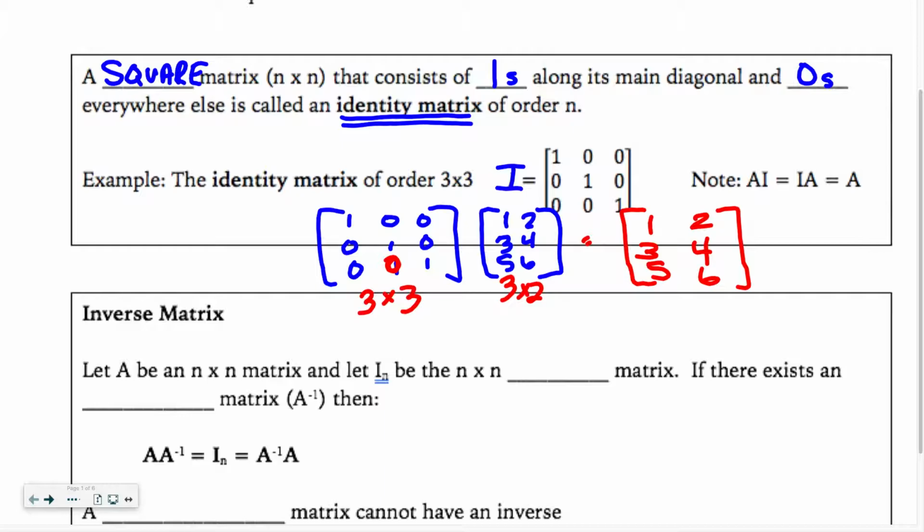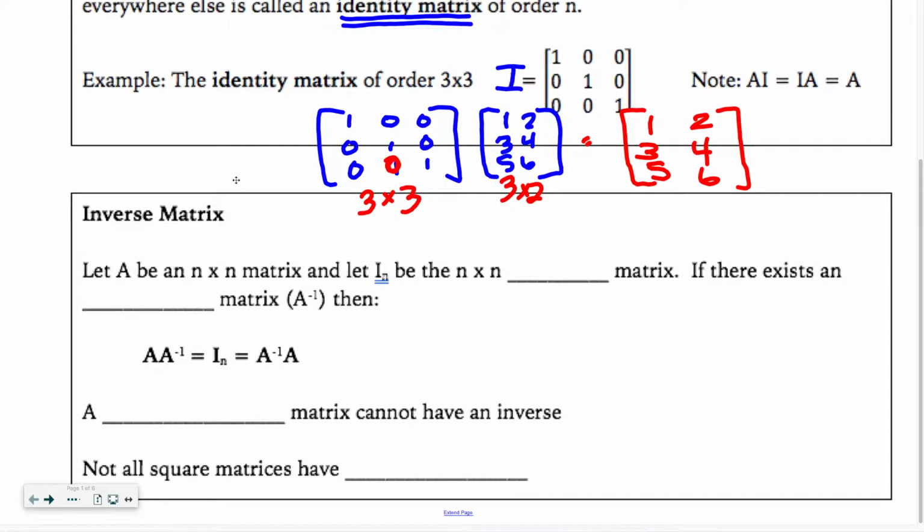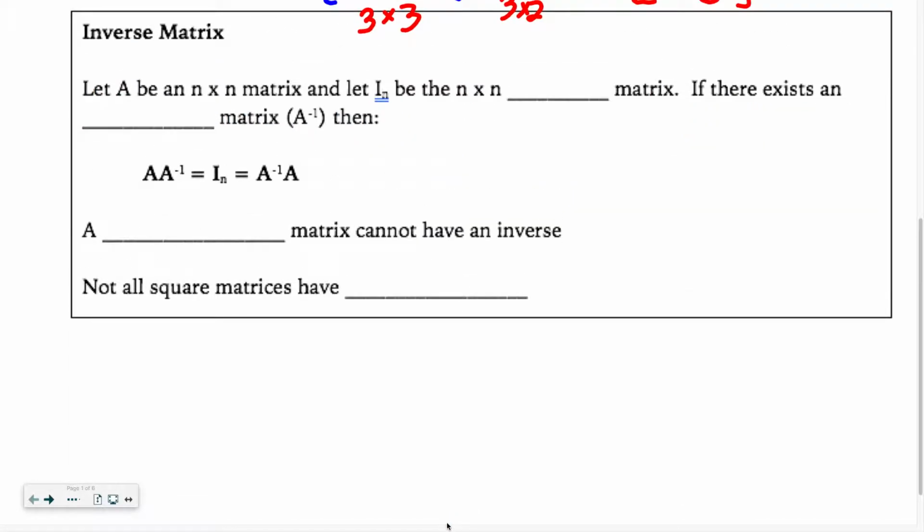It's just like with real numbers, there is an identity property for multiplication. Any number times 1 is just itself. 5 times 1 is 5. 8 times 1 is 8. Okay, so that's the identity matrix. The identity matrix has some correlation to our inverse matrix. So the next box is all about inverses. Let A be n by n. So what are we saying about A? A must be a square matrix.